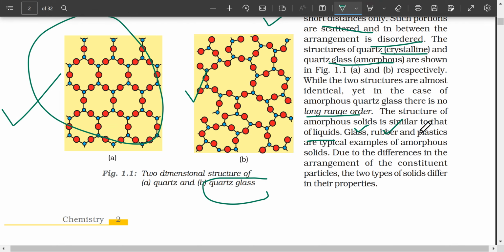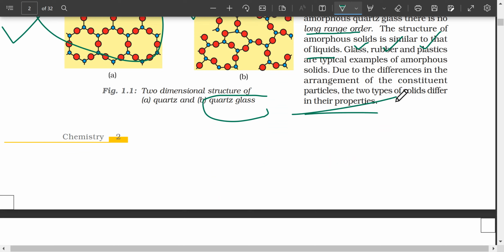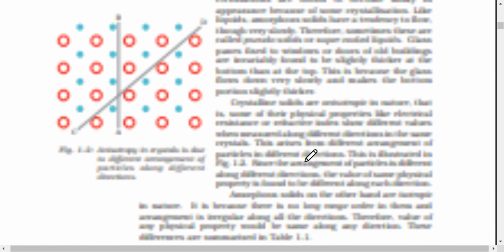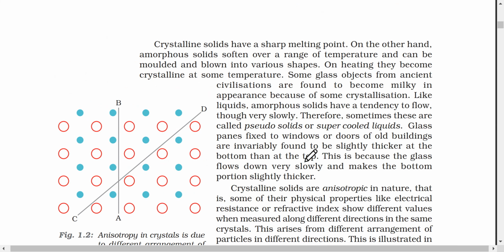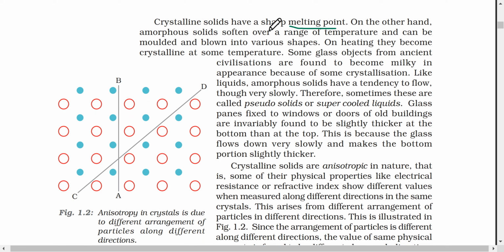Due to the differences in the arrangement of the constituent particles, the two types of solids differ in their properties. Obviously, if the arrangement of particles is different, then properties will also differ. Like we see, if genotype changes then phenotype changes. What we do in bio. Next, crystalline solids have a sharp melting point. On the other hand, amorphous solids often soften over a range of temperature and can be molded and blown into various shapes. So, amorphous solids don't have one particular fixed melting point.